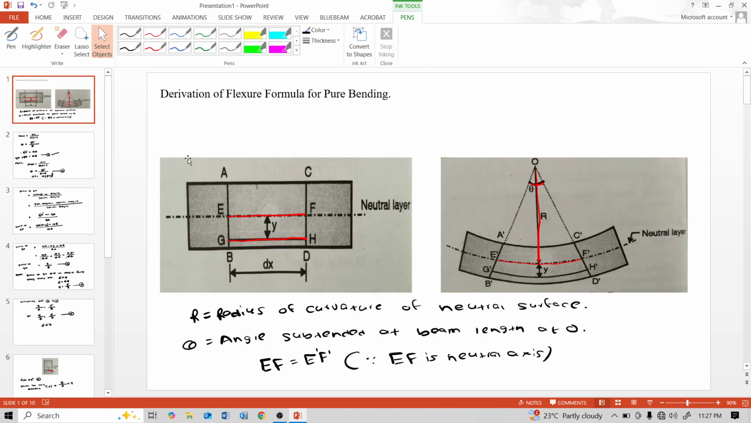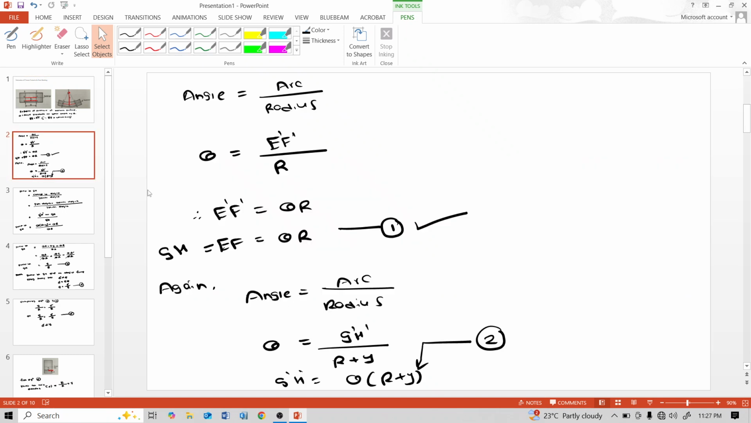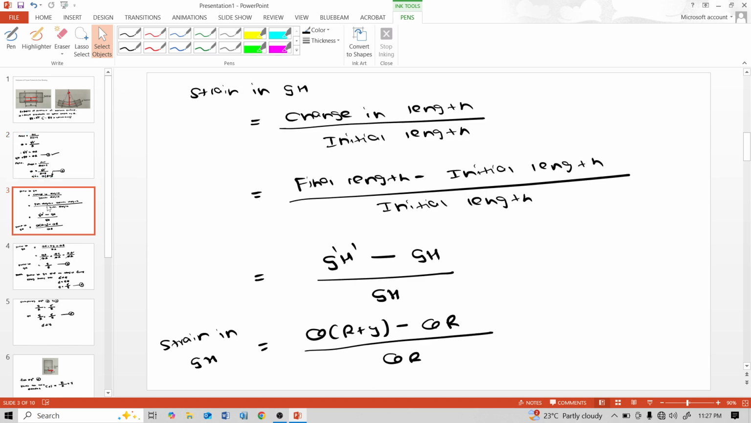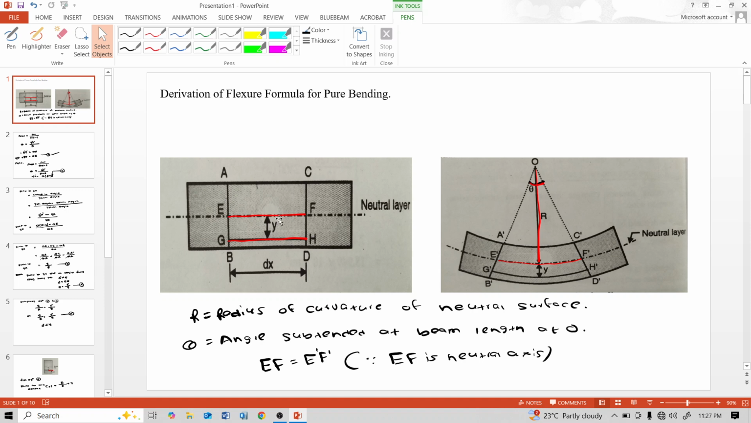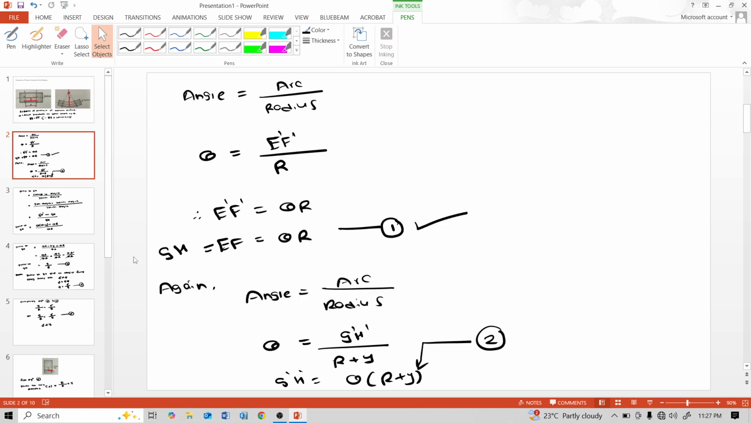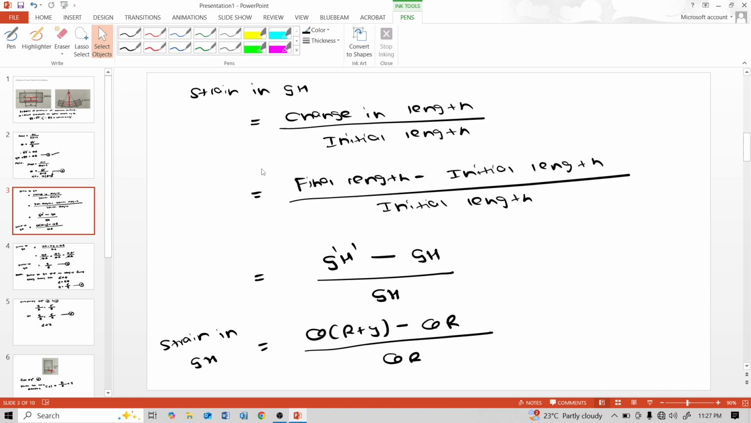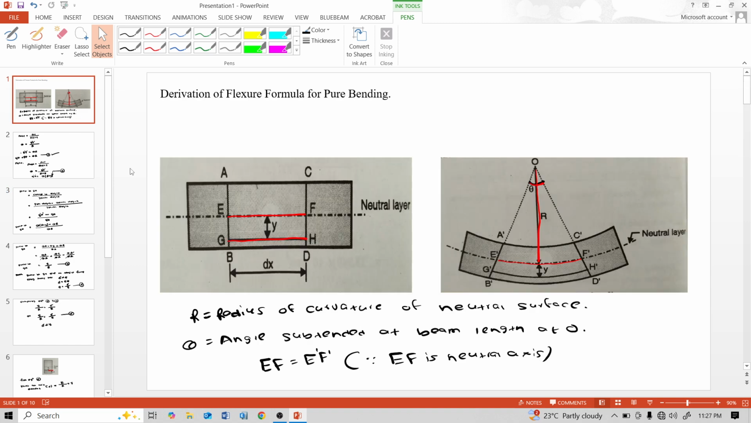Again calculate the length G dash H dash also. G dash H dash we calculate by using the same equation, angle is equal to arc upon radius. G dash H dash is equal to theta in bracket R plus Y. Now calculate strain in GH. After calculation of the lengths EF, GH, E dash F dash, G dash H dash, now calculate strain in GH.